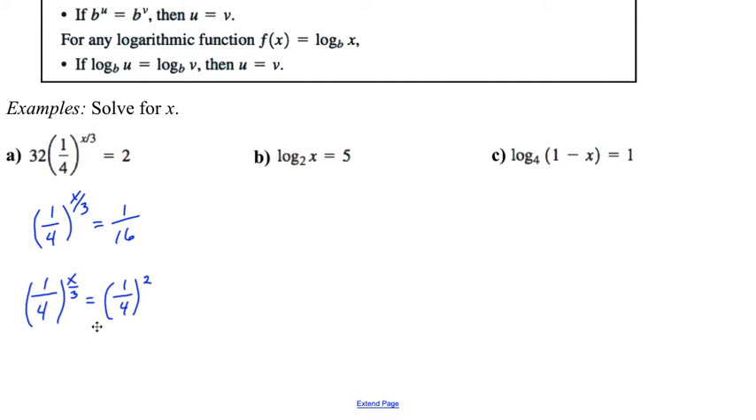So if we write it that way, our bases are now the same. And if the bases are the same, then the exponents must be equal. So once we set the exponents equal to each other, we get x over 3 equals 2, and then multiplying both sides by 3, we get x equals 6.